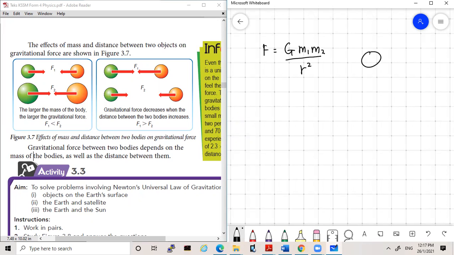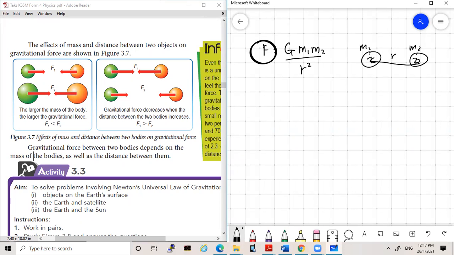Okay, we have object A and object B. Let's say object 1 and object 2, each has its own mass, which is M1 and M2, and there is a distance of R between the two centers. Then we can find the magnitude of the gravitational force between the two objects.